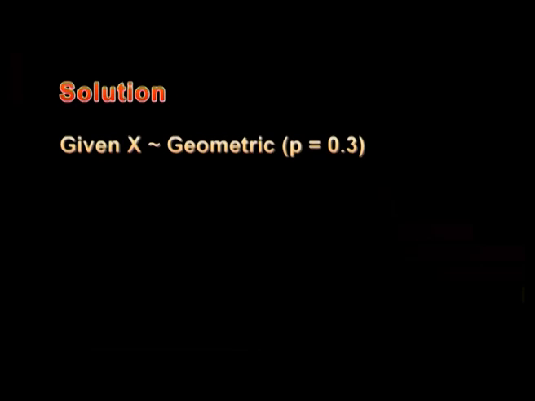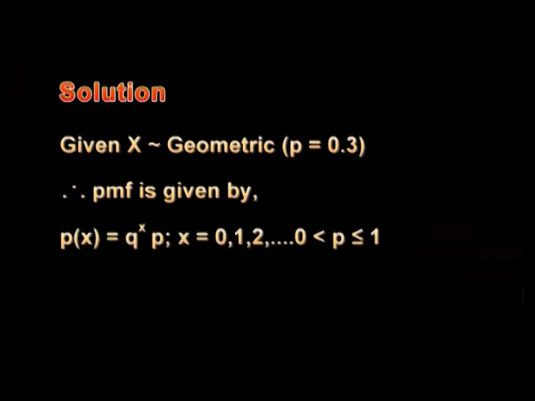Given that x follows geometric distribution with parameter p is equal to 0.3, therefore the probability mass function is given by p of x is equal to q to the power x into p, where x takes the values 0, 1, 2, etc. and p lies between 0 and 1, is equal to 0.7 to the power x into 0.3. To simulate the random observations, first we find the following table.